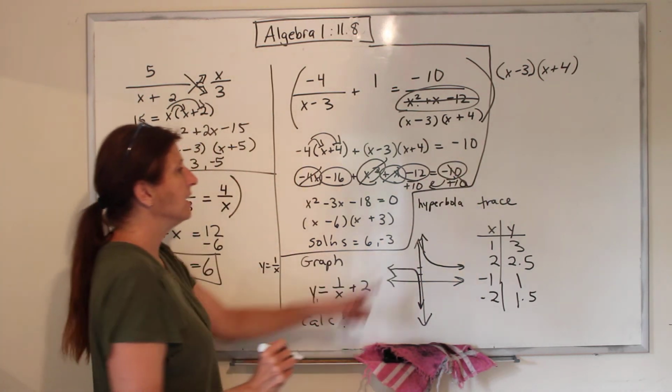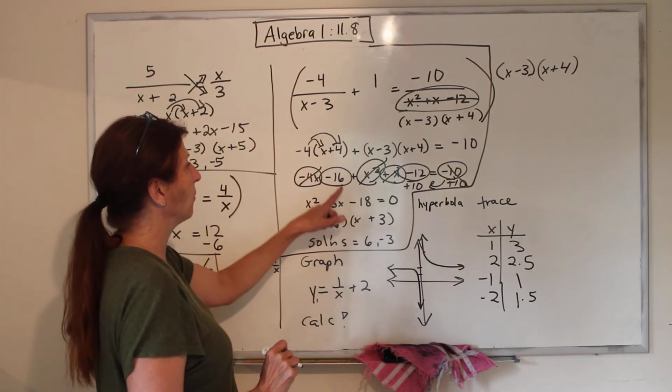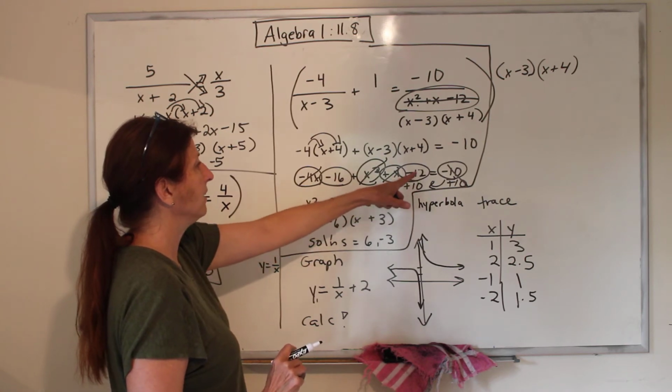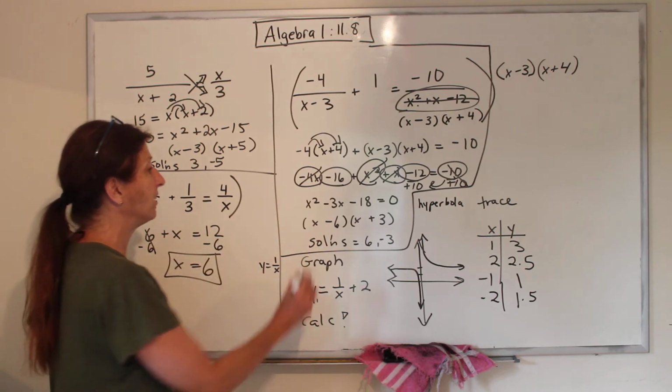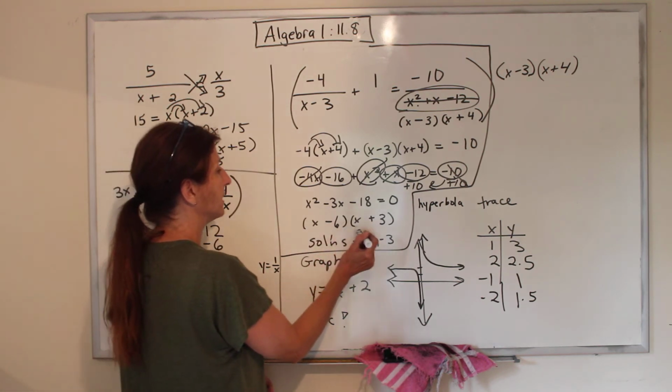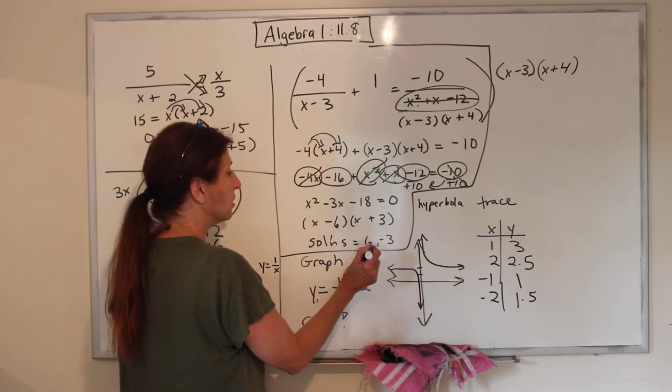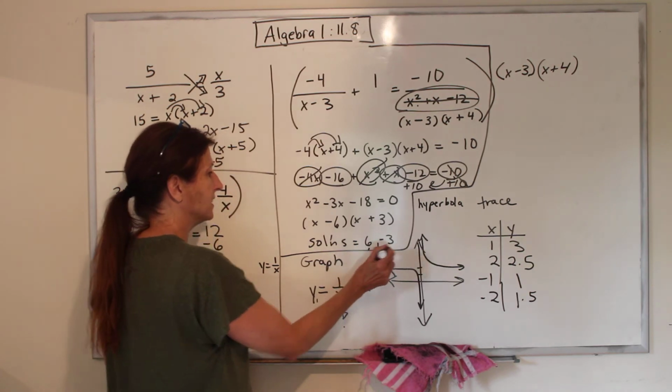That makes sense? So we have 0 over here. Well, that's negative 28 plus 10 is negative 18, equals 0. I can factor this into x minus 6 and x plus 3. So my solutions are 6 and negative 3.